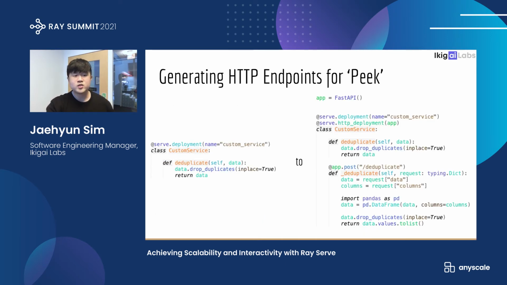So how do we generate the HTTP endpoint for the Ray Serve instance? It's pretty simple. You instantiate the FastAPI app, pass it into the HTTP deployment decorator, and the decorator will append it to the existing Serve instance you have. Then you specify whether it's going to be a post method or get method, and you specify the subpath, which is deduplicate here. And then your Ray Serve instance can support an HTTP endpoint now.